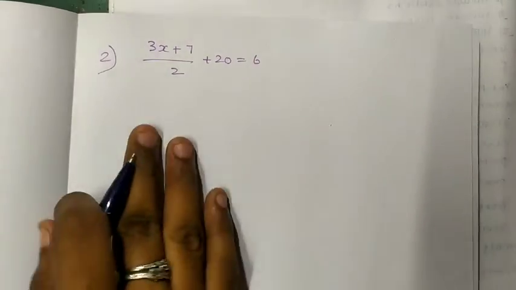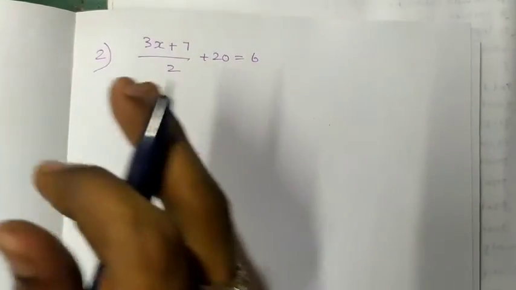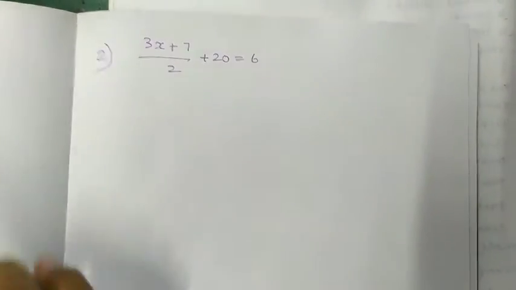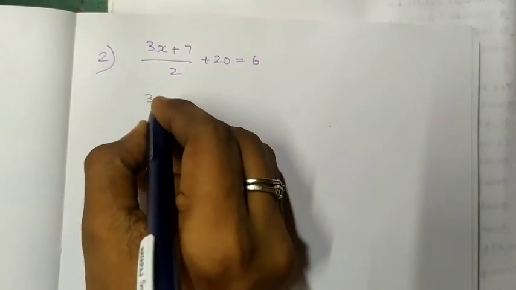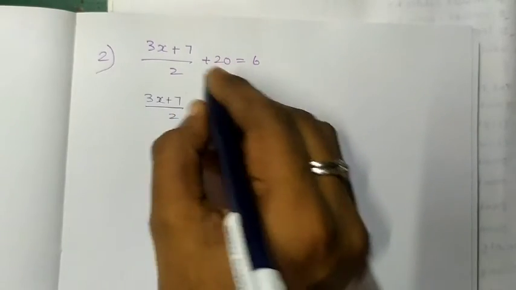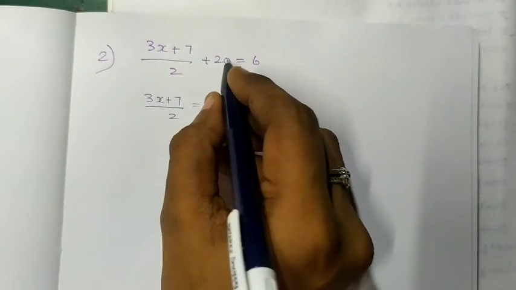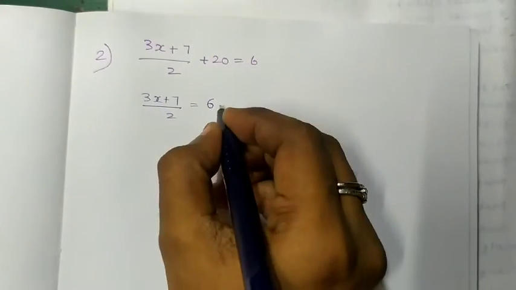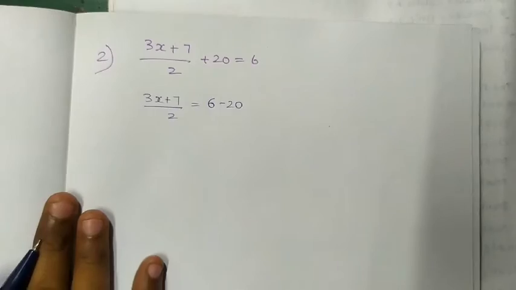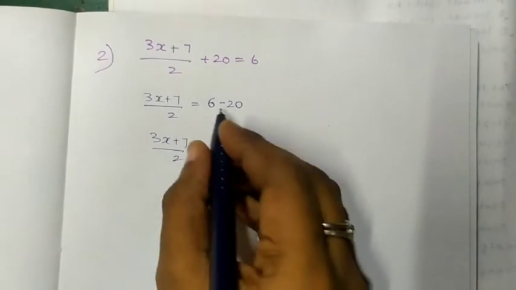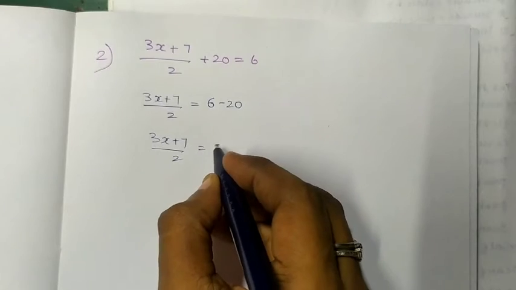I have already told you, bring every constant to one side and all variables to the other side. So 3x plus 7 by 2 is equal to 6. Here it is plus 20. When you bring this 20 to the other side, it gets converted to minus 20. So 3x plus 7 by 2 is equal to 6 minus 20, which is minus 14.